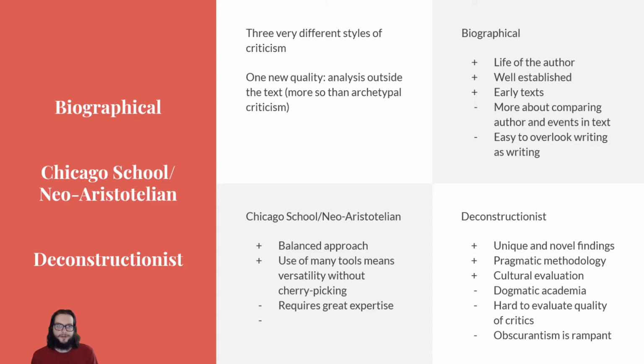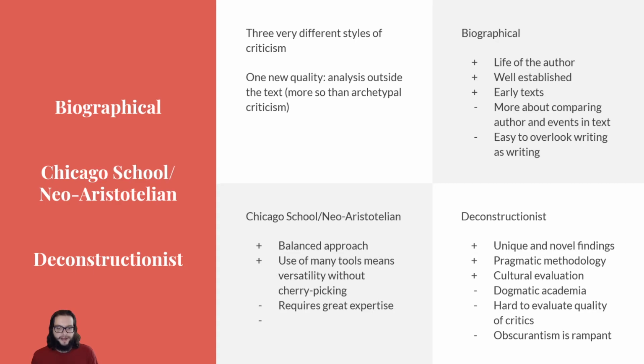If you have a poem or a short story or an epic, those shape the different methods that a writer is going to use. The Chicago Neo-Aristotelian approach is very well balanced. Its use of many tools means versatility without cherry picking. The downside there is it requires great expertise because you need to be able to use all the different approaches well. And one of the downsides is you can really only master so much. So if you're spreading your efforts across too many places, you might never provide as good an analysis as you could if you focused on a single school. The counterpart is when you see someone use that balanced approach, they're very rarely going to make an awful piece of criticism that's not worth bothering with.